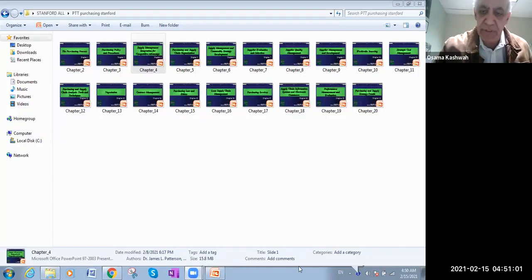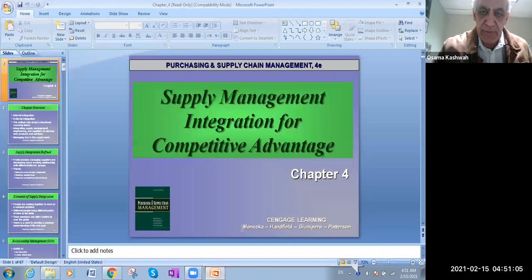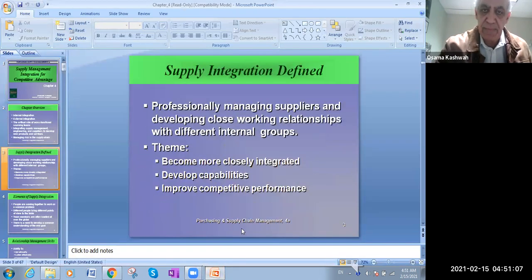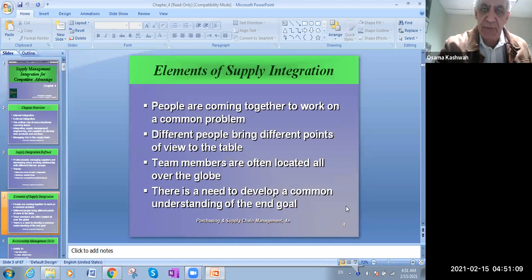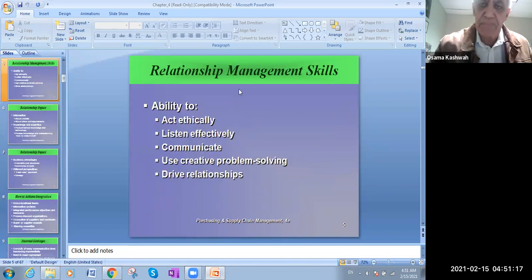Today we're going to talk about chapter 4, and I will start now with the share. We will take the main points of each chapter that will help us to have a general conclusion about this chapter and about the contents of this chapter. Anyhow, this chapter is talking about the integration, the elements of supply integration. And it's talking about different points which we will come to know.